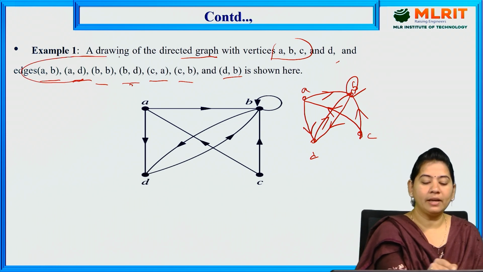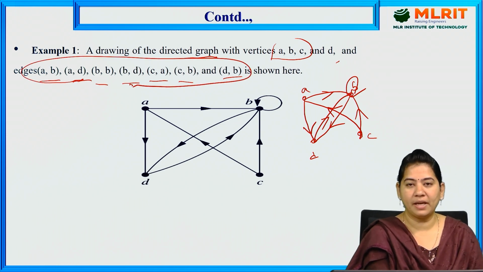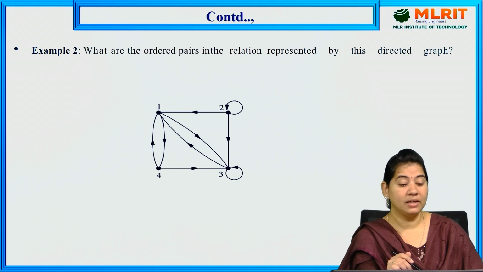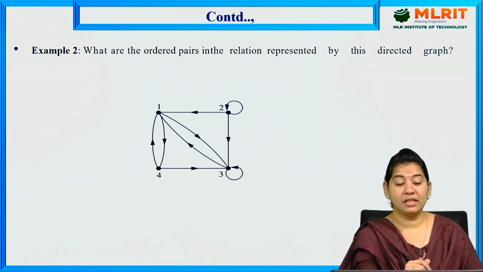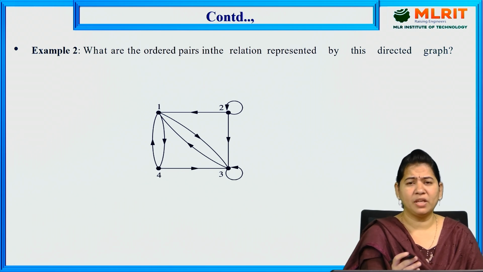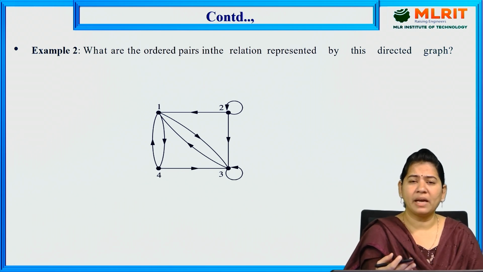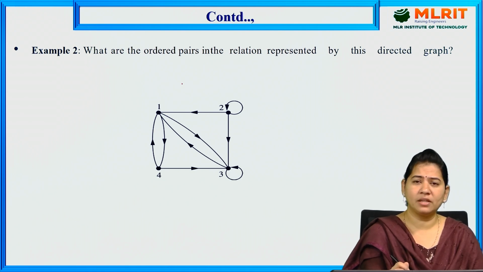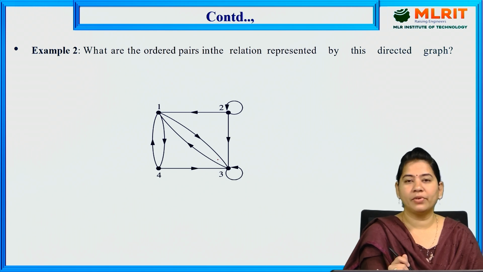They have given edges, which are nothing but ordered pairs. Based on the ordered pairs and vertices you need to draw the graph. This is nothing but the representation of relations using graphs. And this is another example. What are the ordered pairs in the relation represented by this directed graph? Same thing, vice versa. Just like with matrices, they give the matrix representation and you need to find the ordered pairs, or they give ordered pairs and you find the matrix representation. In the same way here, till now they gave ordered pairs and we represented them in the graph. Now they have given the graph representation. From this, you need to find the ordered pairs.